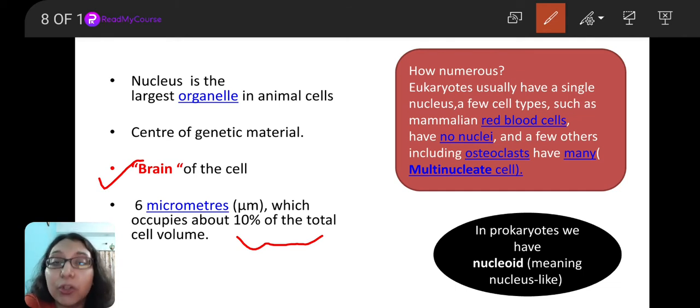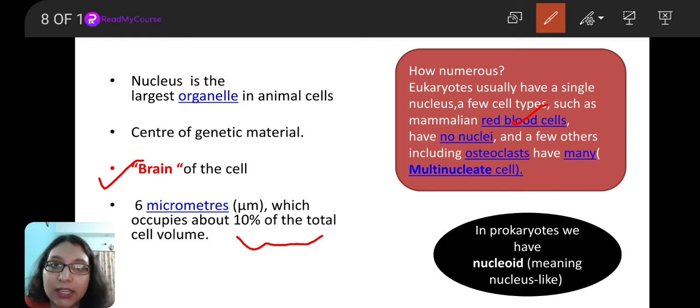You may ask me a question: how many nuclei are present in a cell? Usually one nucleus is present per cell, but there are exceptions. For example, red blood cells do not have a nucleus. Mammalian red blood cells, mammalian RBCs, are devoid of a nucleus. They don't have a nucleus, right?